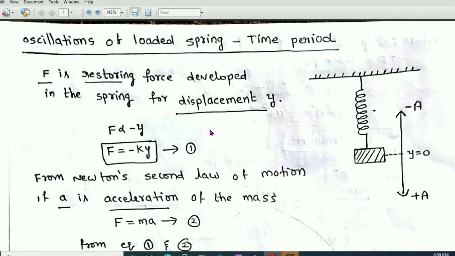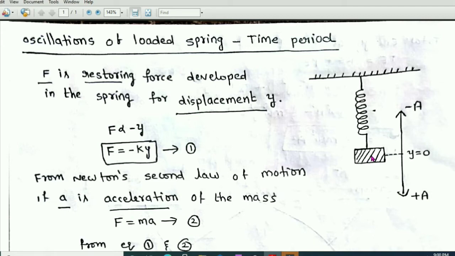Now, let us show that the oscillations of loaded spring are in simple harmonic motion. So for that, let us consider a spring of spring constant K. One end of the spring is attached to the support, and to the free end of the spring, a wooden block of mass M is attached. Initially, the block is at rest at the mean position, or equilibrium position.